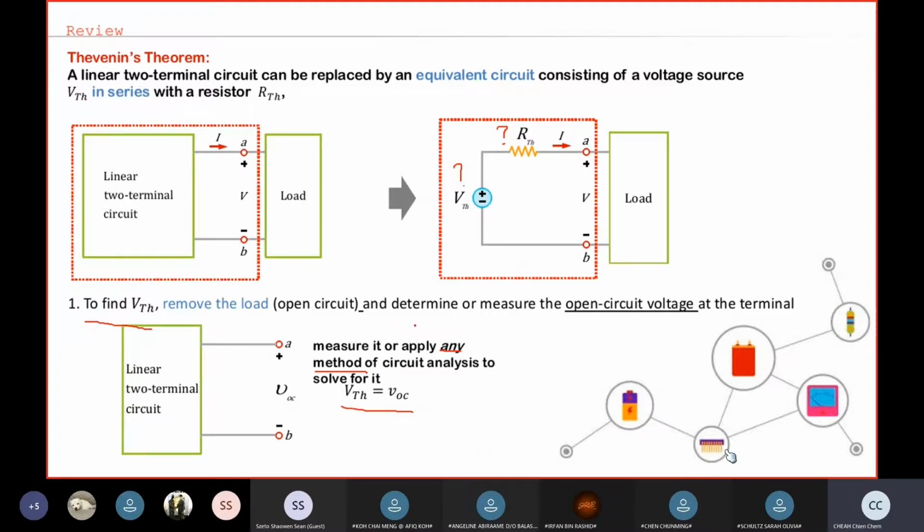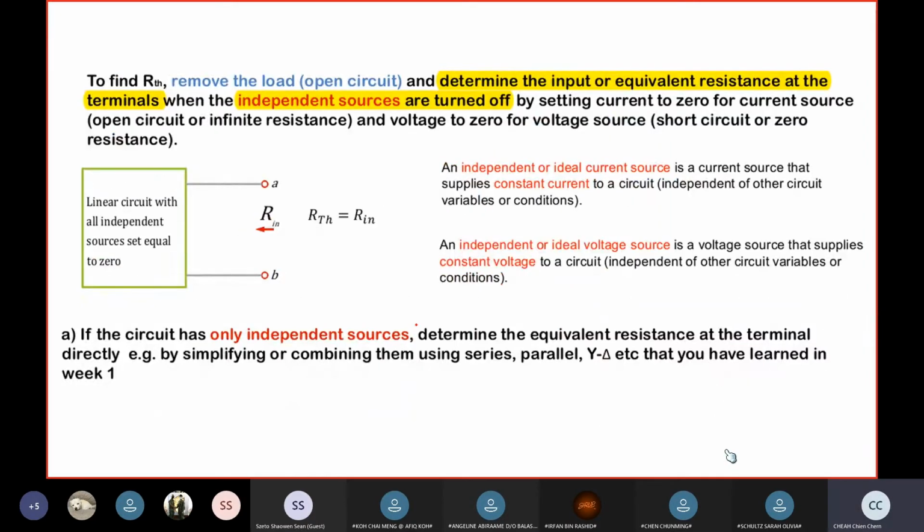So this is for VTH. To find RTH, you need to kill all the independent sources.